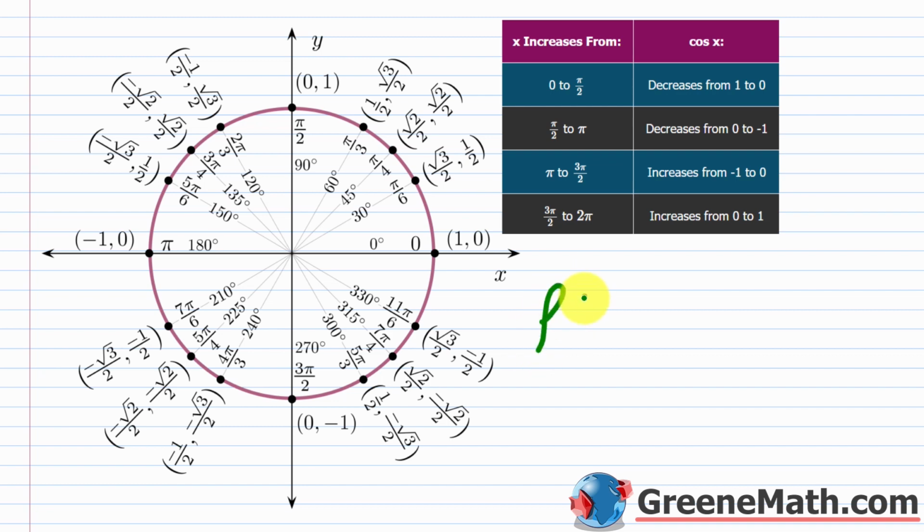So if I think about f of x is equal to the cosine of x, how will this graph be different from f of x equals the sine of x? Well, basically you take your sine graph and you do a phase shift of pi over 2 units to the left, and you're going to have your cosine graph. You'll see that in a moment.